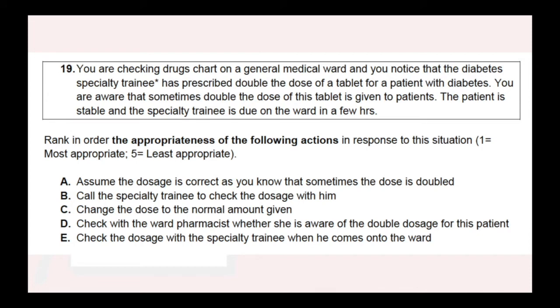You are checking a drugs chart on a general medical ward and you notice that the diabetes specialty trainee has prescribed double the dose of a tablet for a patient with diabetes. You are aware that sometimes double the dose of this tablet is given to patients. The patient is stable and the ST is due on the ward in a few hours. Rank in order of the appropriateness of the following actions in response to this situation. Okay, go ahead. So the answer is B, D, E, C, A.